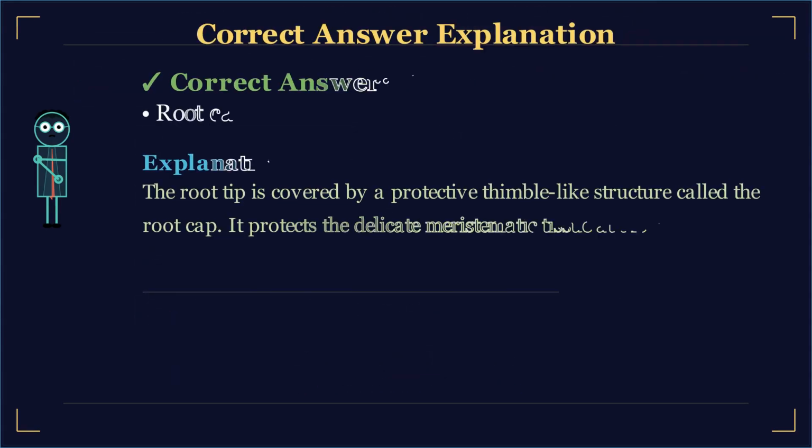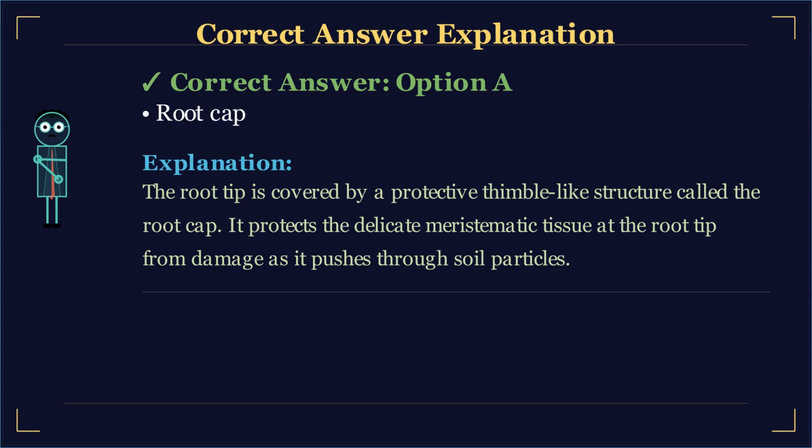Here's the explanation for the correct answer. The root tip is covered by a protective thimble-like structure called the root cap. It protects the delicate meristematic tissue at the root tip from damage as it pushes through soil particles.